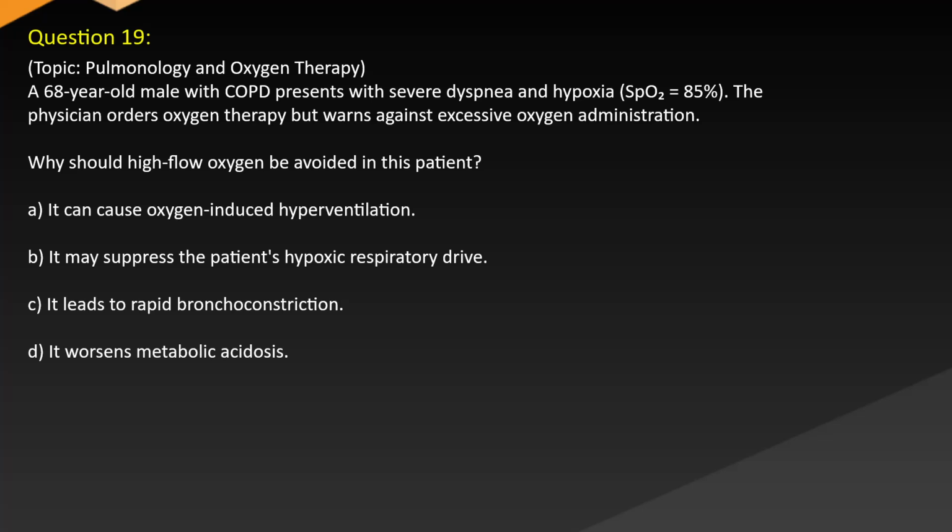A 68-year-old male with COPD presents with severe dyspnea and hypoxia, oxygen saturation 85%. The physician orders oxygen therapy but warns against excessive oxygen administration. Why should high-flow oxygen be avoided in this patient? A. It can cause oxygen-induced hyperventilation. B. It may suppress the patient's hypoxic respiratory drive. C. It leads to rapid bronchoconstriction. D. It worsens metabolic acidosis.